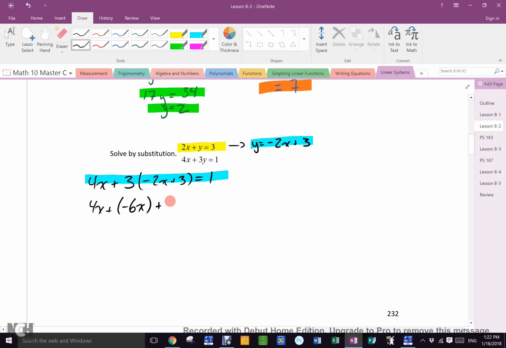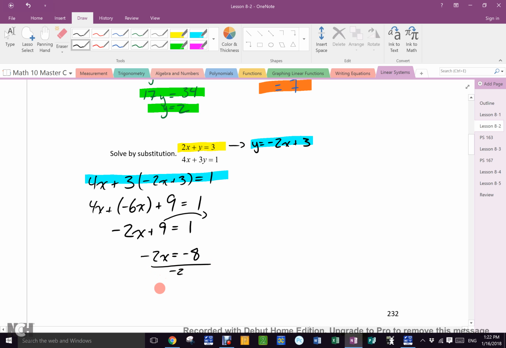What's 3 times 3? 9 equals 1. What is 4 plus negative 6x? Negative 2x plus 9 equals 1. Now what? I'm going to bring the 9 over, or I'm going to subtract 9. Whatever you do when you do algebra. So negative 2x is going to equal what? Negative 8. Then what?